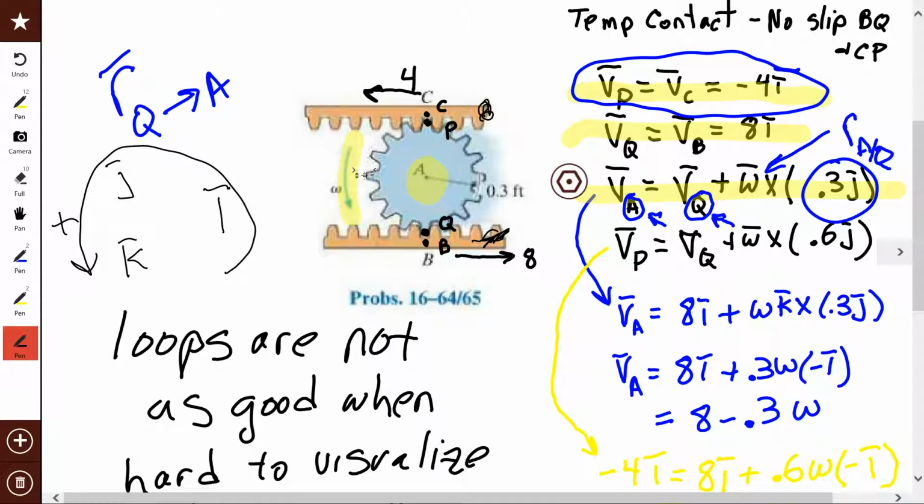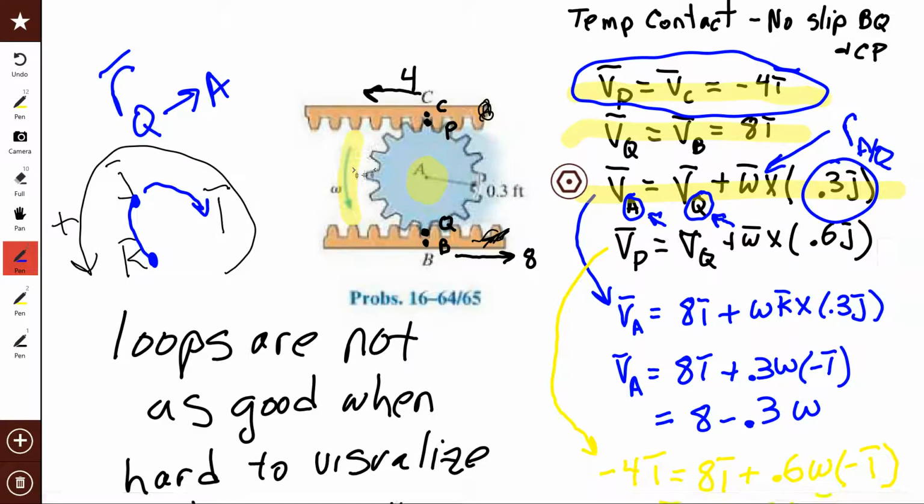Okay, and I'm doing K cross J. So you start with the K. You start here at K, and you go to J, and that gives you an I. So the answer is an I. Did I go clockwise to do that, or did I go positive to do it, or negative to do it? Negative. So it's a negative I.